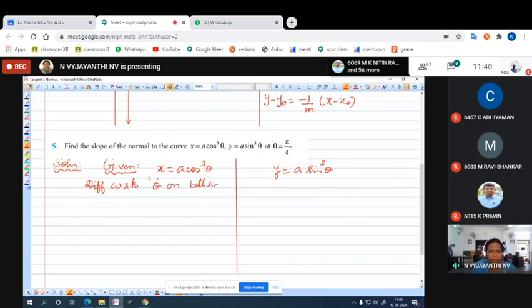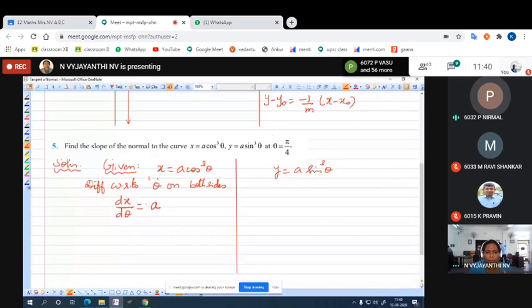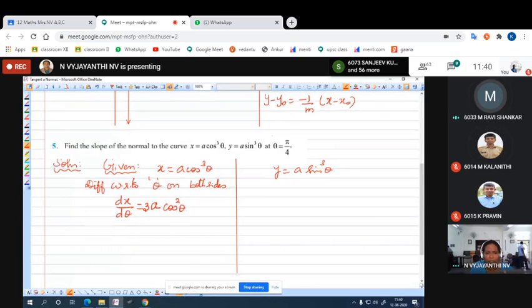Okay, so we will have dx by d theta is equal to, if you differentiate a cos cube theta, a is a constant, so we will leave a as it is. How to differentiate cos cube theta? 3 cos square theta into the derivative of cos theta, which is minus sin theta.